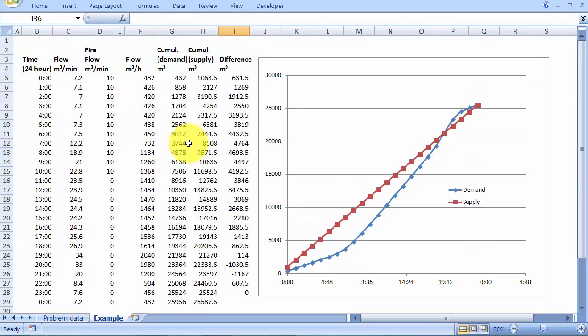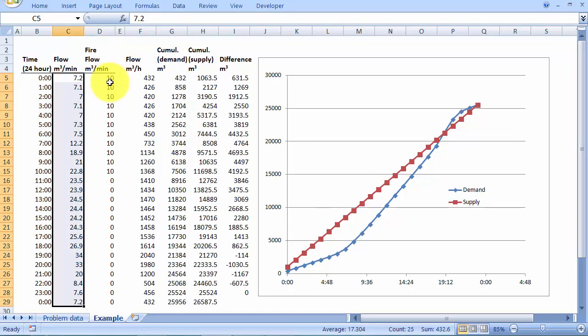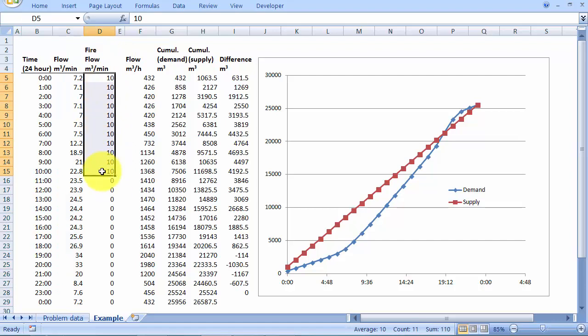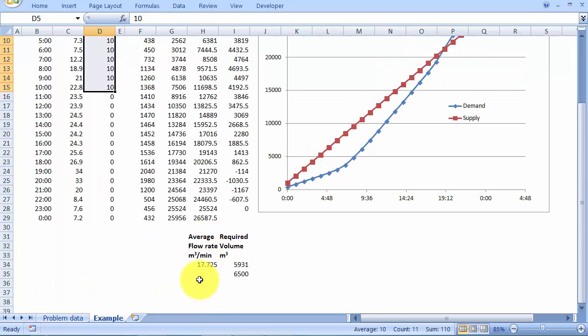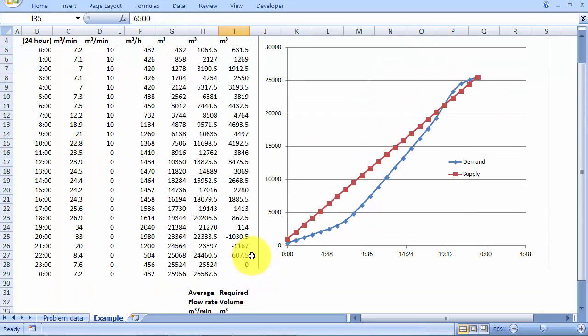So far this has just looked at the straight flow for regular demand. We have not yet made any allowance for this column indicating the fire flow requirement. And so we've just calculated the average flow rate and the required volume based around that.